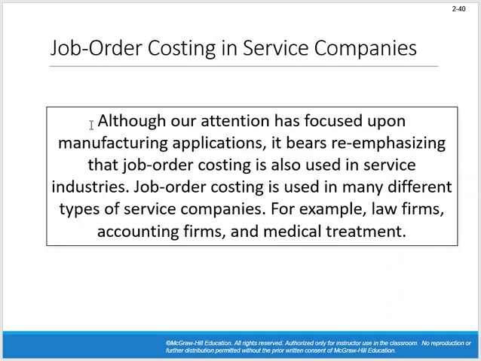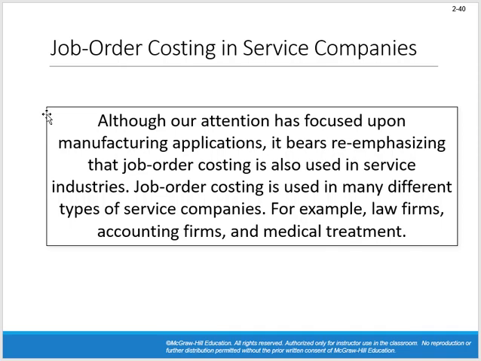So a lot of this chapter was focused on manufacturing applications and making something physical. But like I said at the beginning, job order costing is also commonly used in service industries. So job order costing is commonly used in different types of companies like law firms, accounting firms, medical offices. I would even say personal services like hairstylists and, not that you're going to send them a bill, but you would accumulate your costs by job in terms of understanding your profit there.